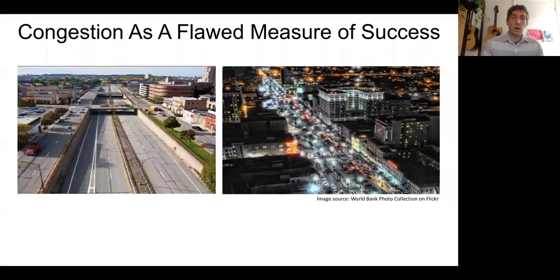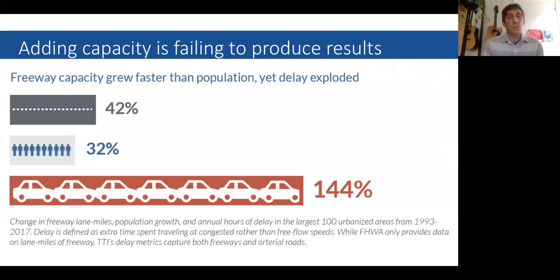Next slide, please. Over the years, we have added capacity to deal with congestion, but we have failed to deal with congestion despite adding capacity much faster than our population has grown. And you can see there a 42% increase in freeway capacity, a 32% increase in population in the top 100 metro areas, but a 144% increase in congestion.